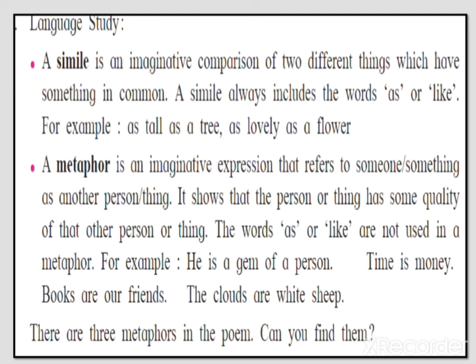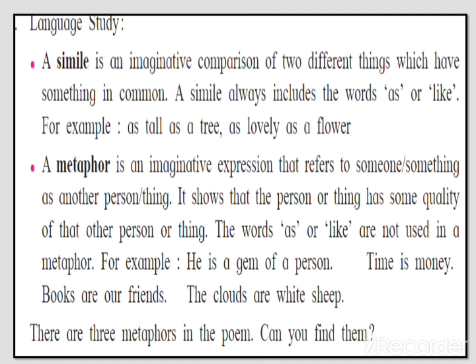Got it? So here he is compared with the gem in the first sentence. Time is compared with money in the second sentence. Books are compared with our friends in the third sentence. And the clouds are compared with white sheep in the fourth sentence. So here direct comparison is not available by using the words like or as, but the things and persons are compared with each other. Okay, this is a metaphor. Understand, everyone?